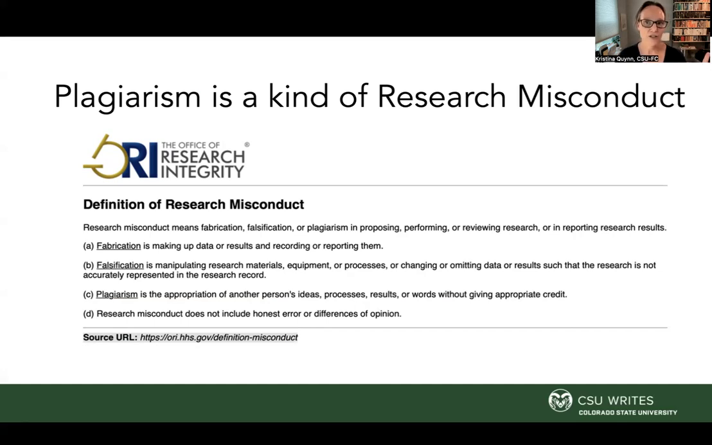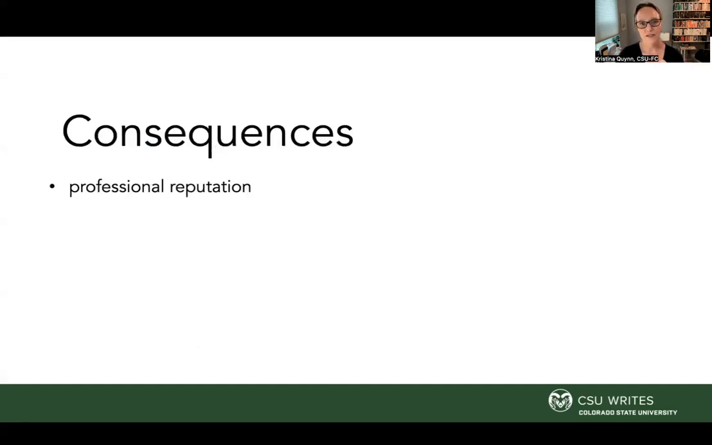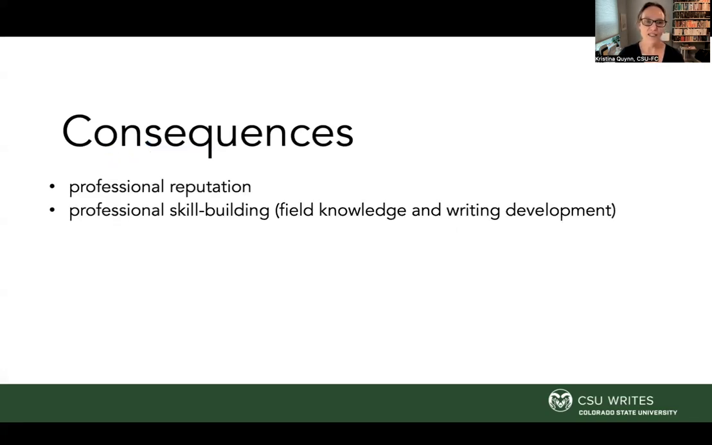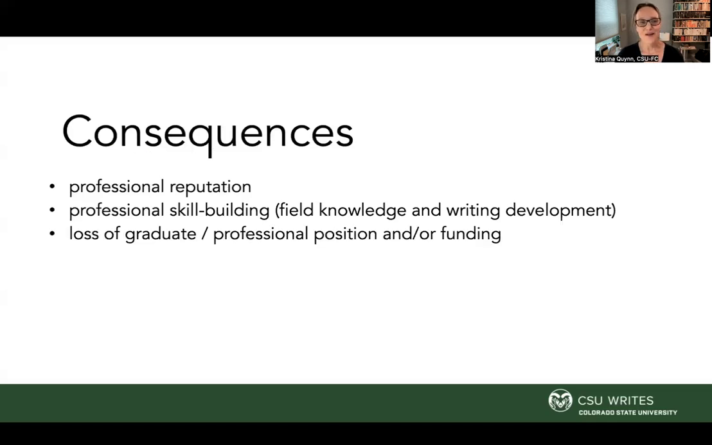If you're concerned and thinking that you might be somehow not paraphrasing correctly or not summarizing correctly, take a look at the plagiarism guide from the Office of Research Integrity from our Government for Health and Human Services. Super helpful. Because the consequences are, of course, your professional reputation. You don't get to build the skills that you would want to by working through this stuff and the various ways of that kind of practice and process.